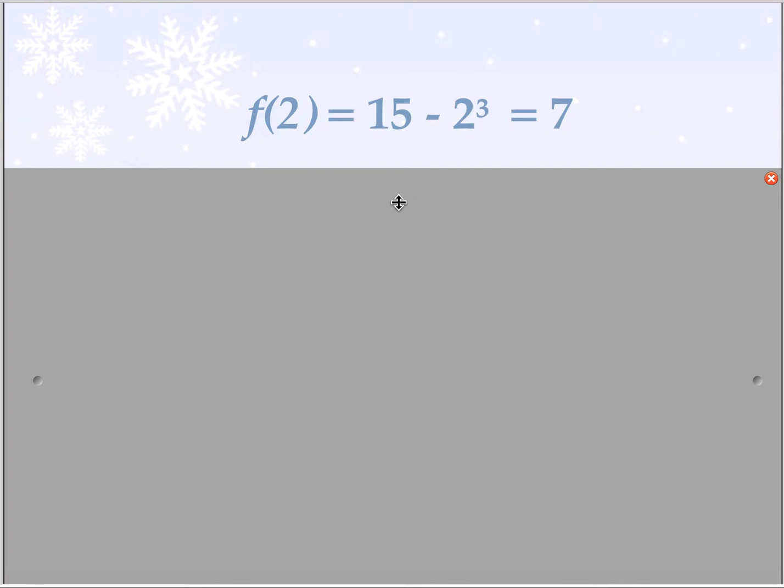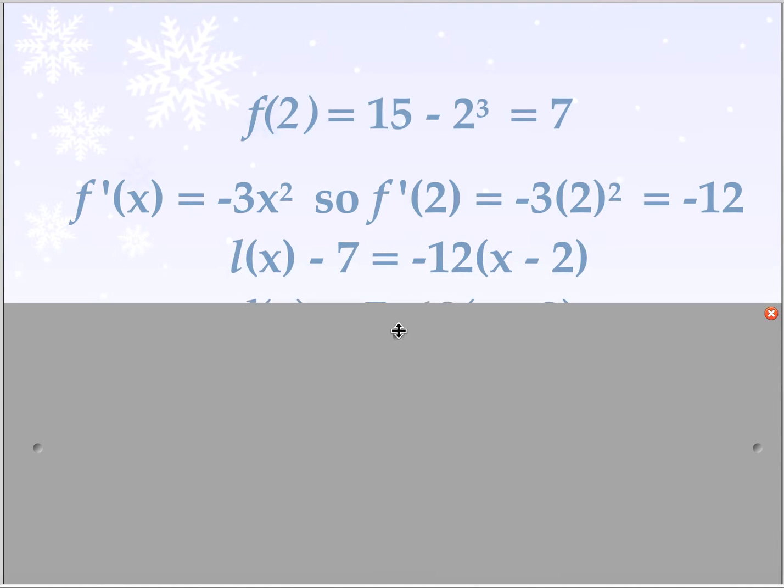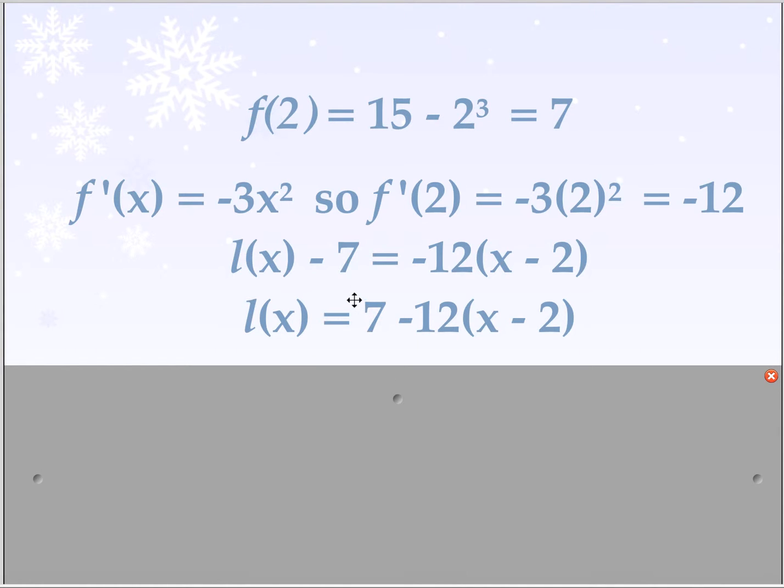So 15 minus 8 is 7. The next thing we need to do is find the slope, find the derivative of f. We get negative 3x squared. So f prime of 2, when you plug 2 in, you get 2 squared is 4, and 4 times negative 3 is negative 12. When you write out the line in point slope form, it's L of x minus 7 equals negative 12 times (x minus 2). Then it might be easiest to bring the 7 over to the other side. You can either put it in the front or at the back because we're going to be using this equation to approximate y values around our fixed point.